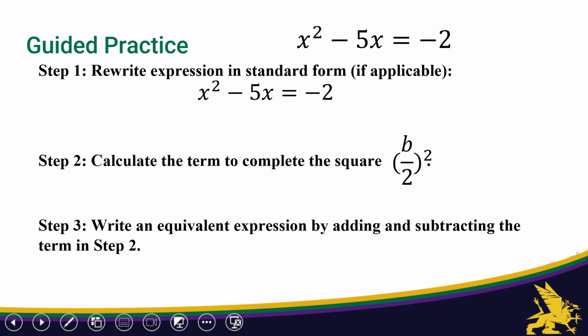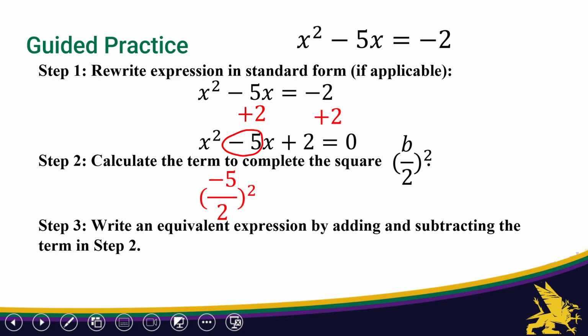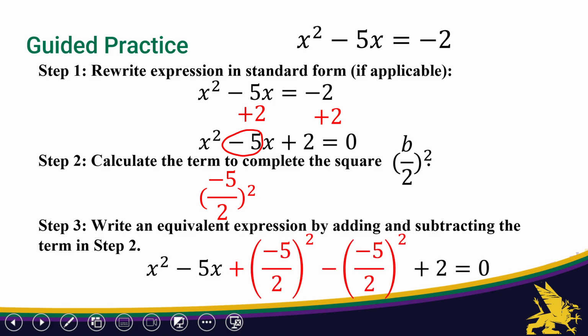The last question that we'll do will be x squared minus 5x is equal to negative 2. First thing we're going to do is rewrite the expression in standard form. So that means I will get the negative 2 to my left-hand side by plussing. The next part is I'm looking at my b, and my b is -5, so that means it'll be (-5 over 2) squared. Step 3, we're just making an equivalent expression, so we're adding and subtracting the same thing. Remember, we do adding first.